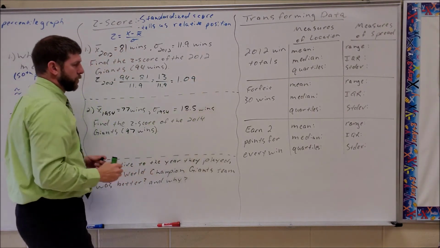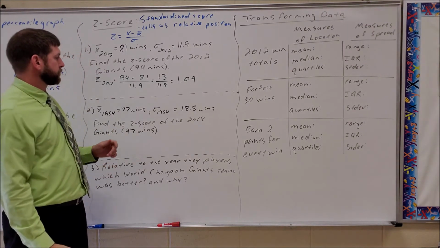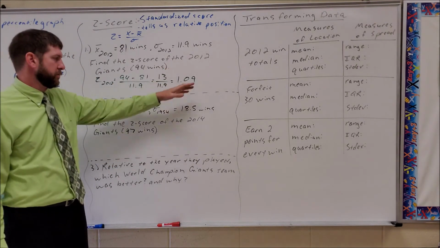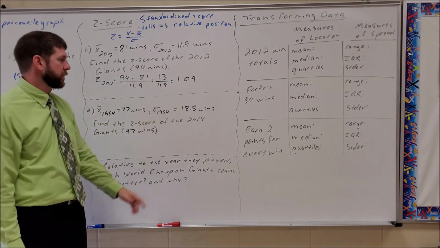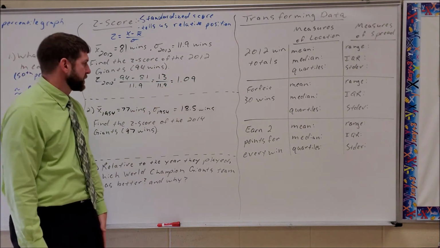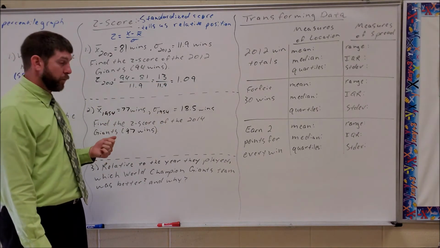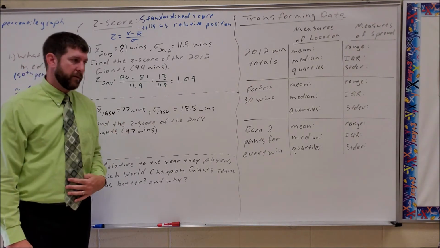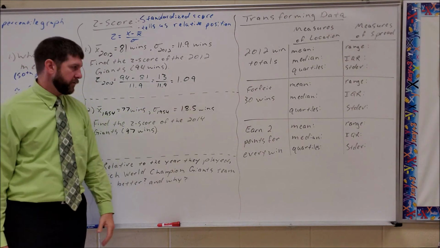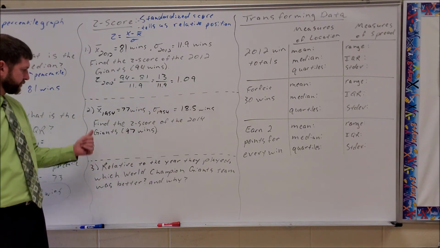So their Z-score is 1.09. Okay? Wins. It doesn't have a unit. I was going to put wins there, but 13 wins divided by 11.9 wins on average is just 1.09. Units cancel out. So Z-score for 2012 is 1.09. They were 1.09 standard deviations above average. So slightly, or sorry, about 1 whole standard deviation above average.